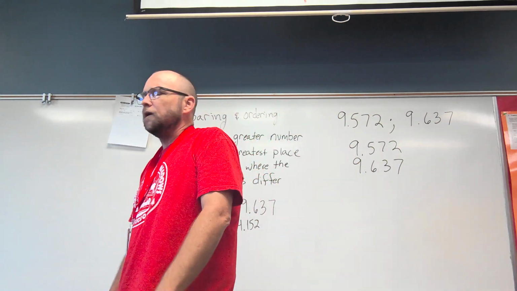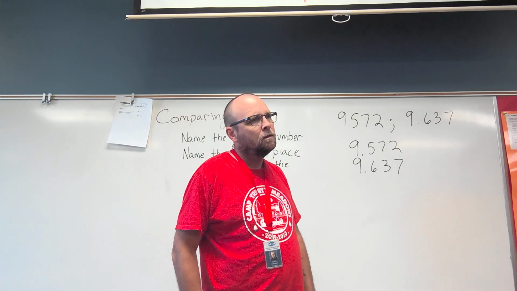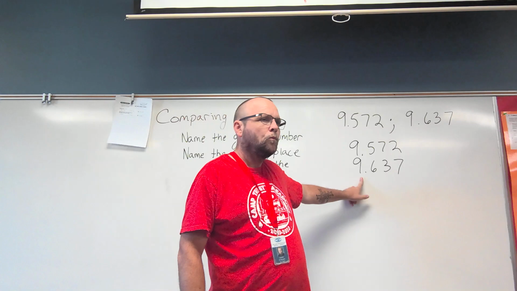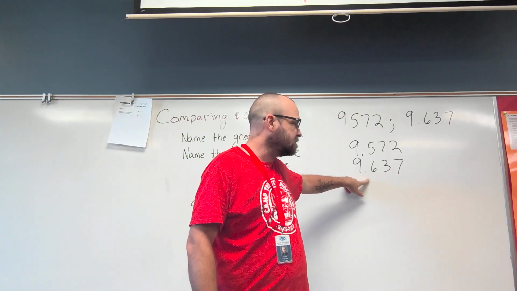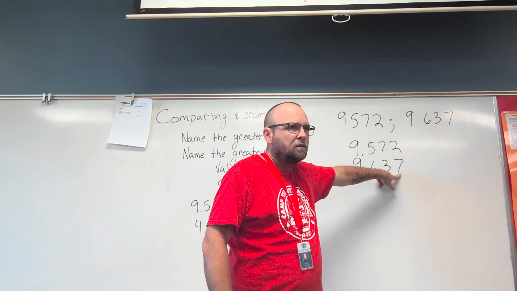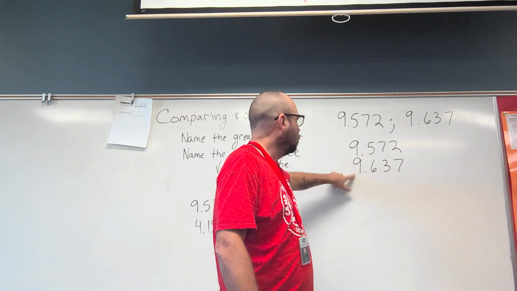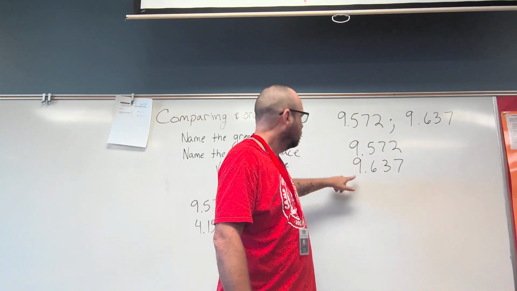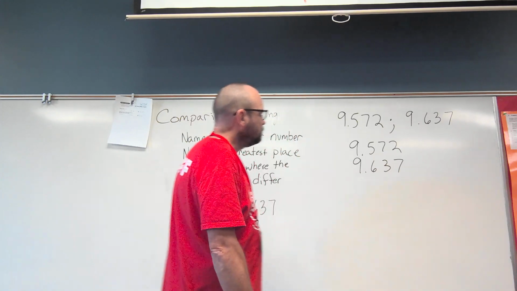What is the biggest place value in these two numbers? The ones place. Good. Ones place is the biggest. Smallest place value, Courtney, is? The thousandths. Good. Okay. Ones, tenths, hundredths, thousandths. Ones is the biggest. The thousandth is the smallest.